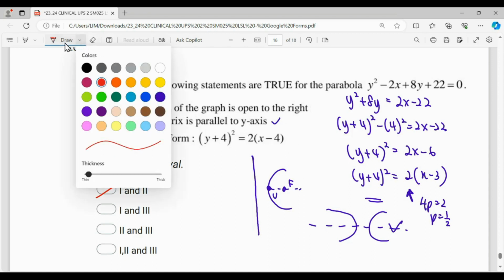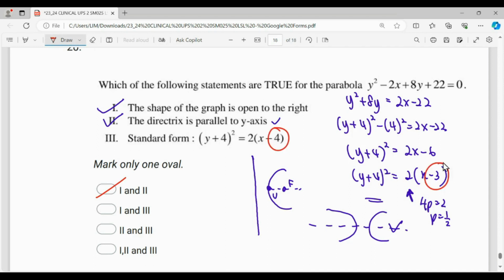And then look at the standard form. So the standard form is wrong because here it is supposed to be negative 3.